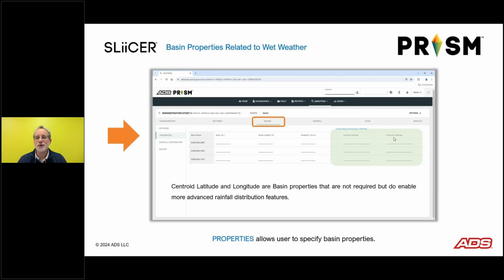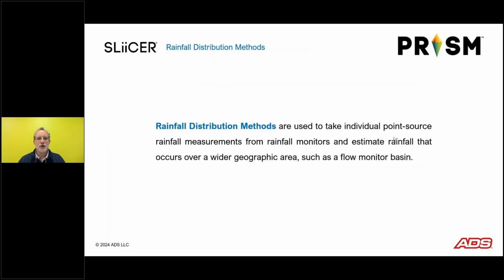Again, this is not information that's required, but if you do enter it, it allows us to automatically do some more sophisticated rainfall distribution for your basins. So what is a rainfall distribution method? It's a way of taking individual point source rain gauge measurements. And if you think about it, what a rain gauge is doing is measuring flow at essentially an 8-inch or 200 millimeter opening wherever that rain gauge is deployed. And we're using that to extrapolate what's happening over a much, much larger basin area.